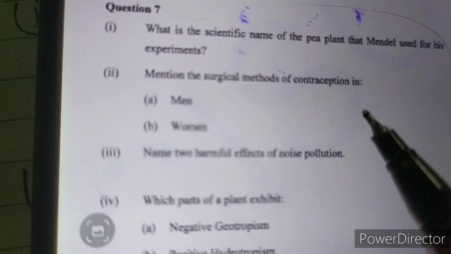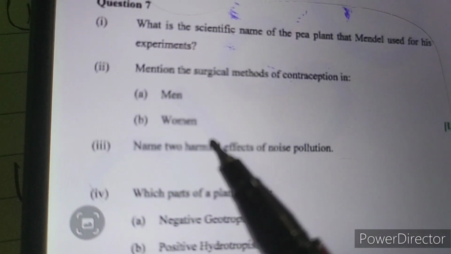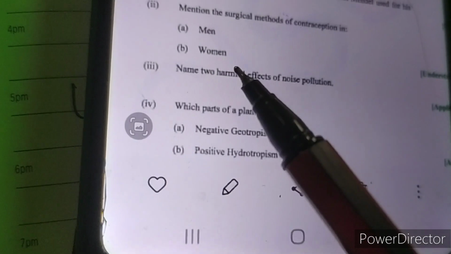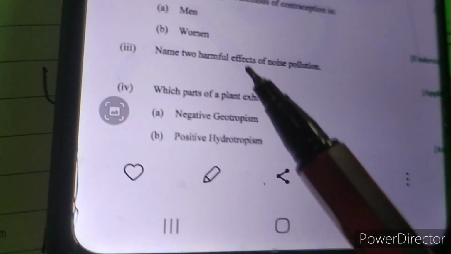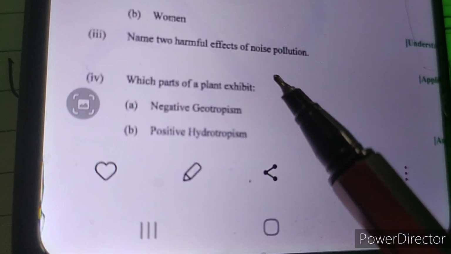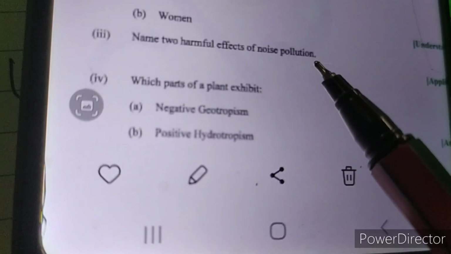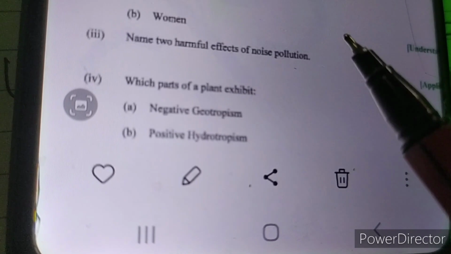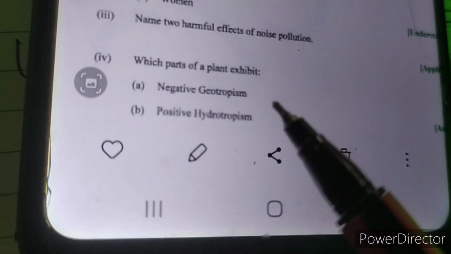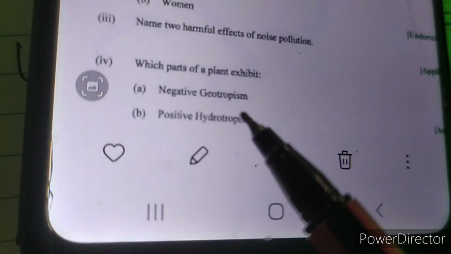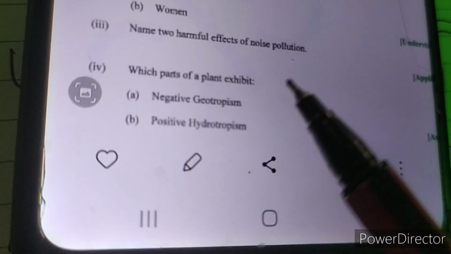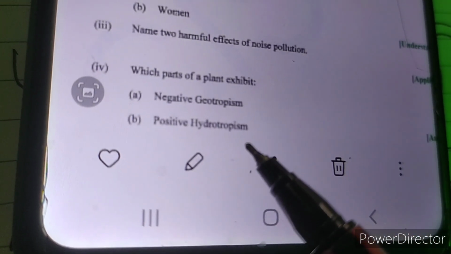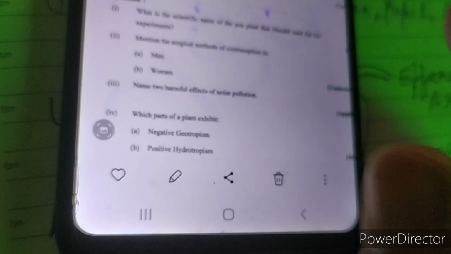Next is, mention surgical methods of contraception: in men, that is vasectomy, and in women the cutting and ligating of the fallopian tube is called tubectomy. Name 2 harmful effects of noise pollution. One is, it may damage your eardrum and you may lose your hearing power, and it lowers the efficiency of work. Which parts of a plant show negative geotropism, that is the stem, because it grows upward, and positive hydrotropism, that is the root, because it grows towards the water.